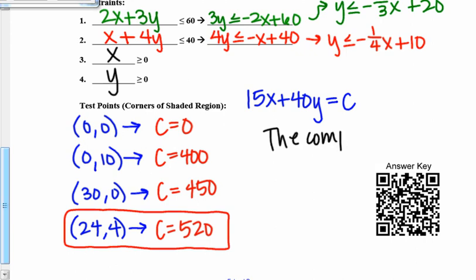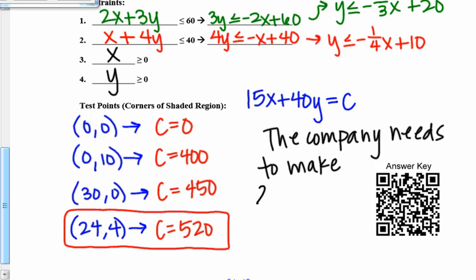So the company needs to make 24 shelves and 4 desks.